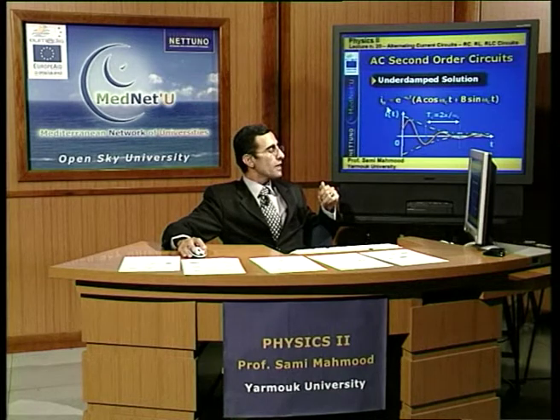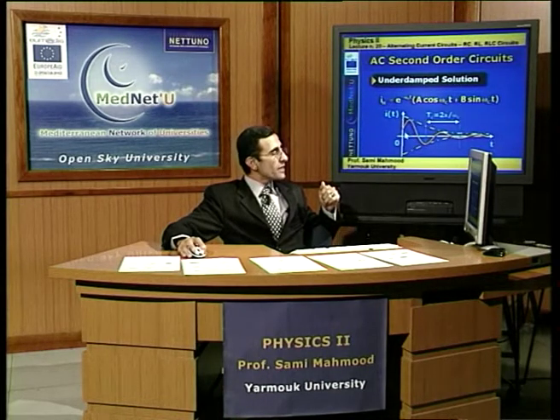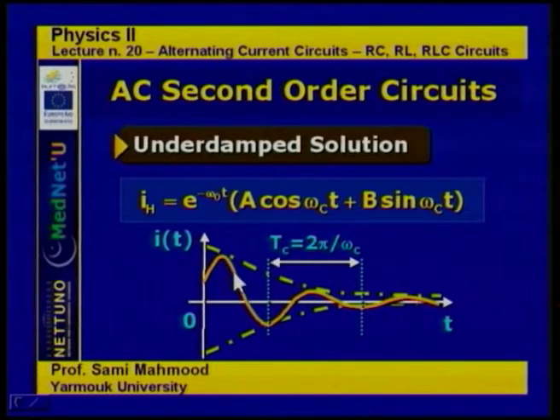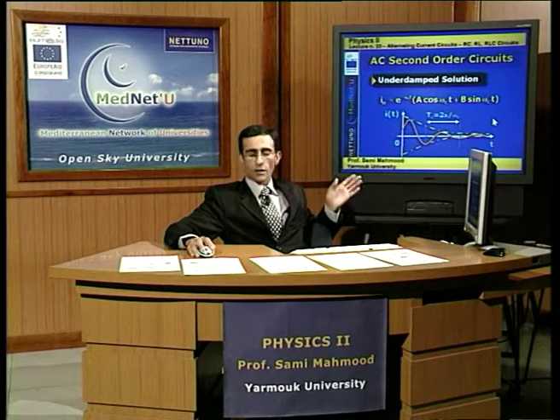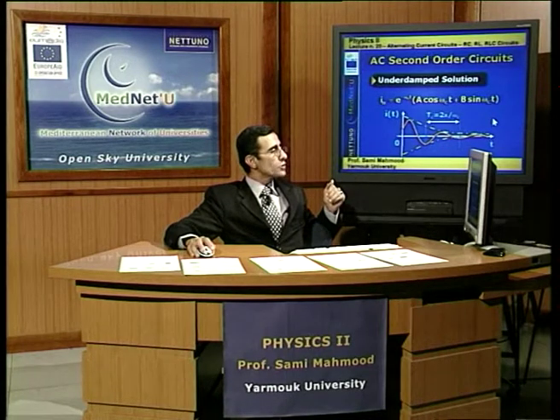And if we plot I homogeneous with time, the behavior of the current goes like this. It's oscillatory, but the amplitude of the current is decreasing in time, oscillatory and decreasing. And the period of oscillation, which is the time between two minima or the time between two maxima, t sub c, is equal to 2 pi over omega c. It's defined by the frequency in the oscillatory part. So this is for the homogeneous solution.